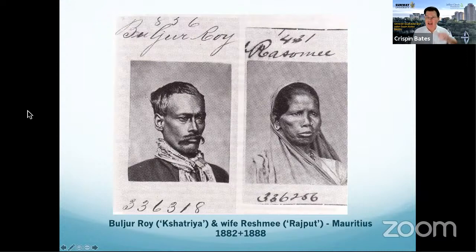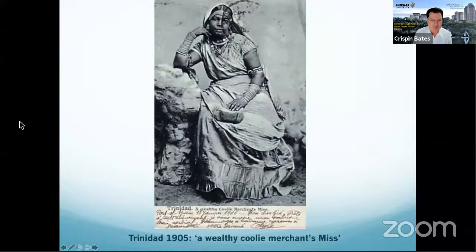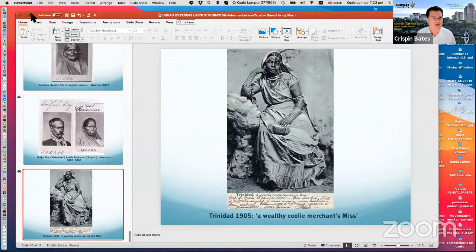And finally, I haven't said anything much about women. That can be a subject for an entirely separate presentation. But I'd like to end with my favorite slide, which is the picture of a wealthy coolie merchant's mistress from Trinidad in 1905, which I always like to include because it undermines this preconception that migrants did not prosper, because eventually those that stayed on, I would argue, did, becoming landowners, farmers, merchants, and traders, of which there are a great many examples that we can tell. Okay, so that's all I have to say.